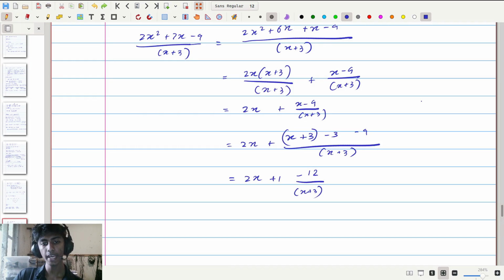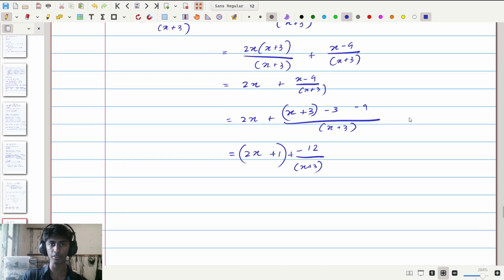So then, we have a part of 2x plus 1 which we have removed successfully by factoring out x plus 3's, and we were left with a minus 12 that we could not factor out using x plus 3's. So that must mean that this is our quotient and this is our remainder.